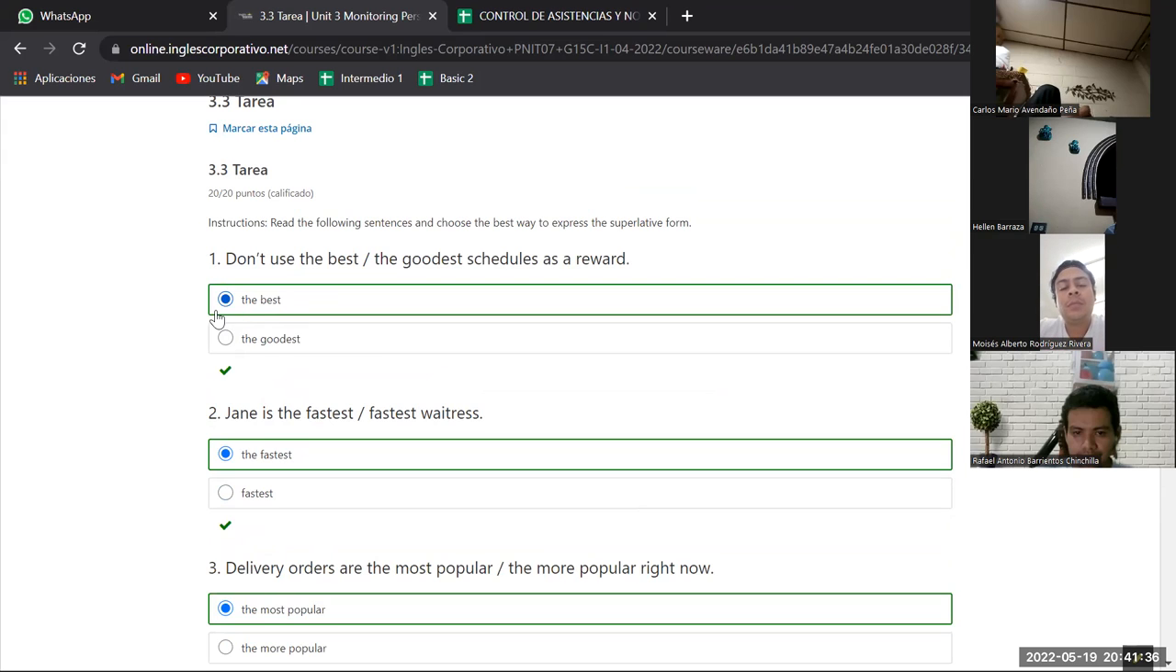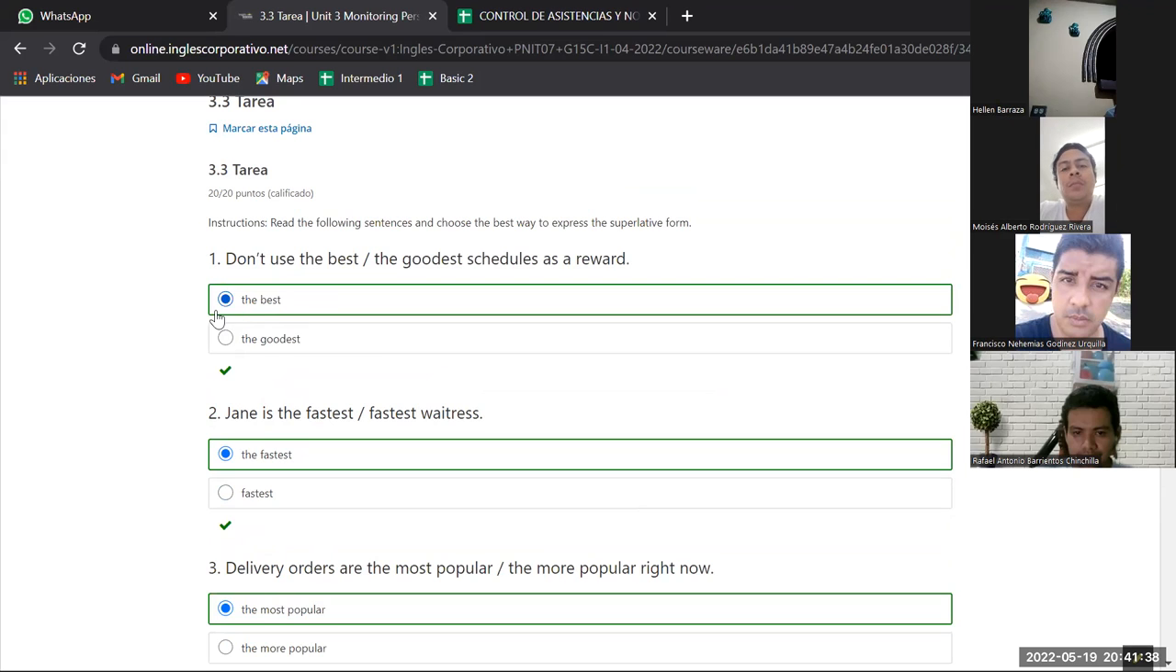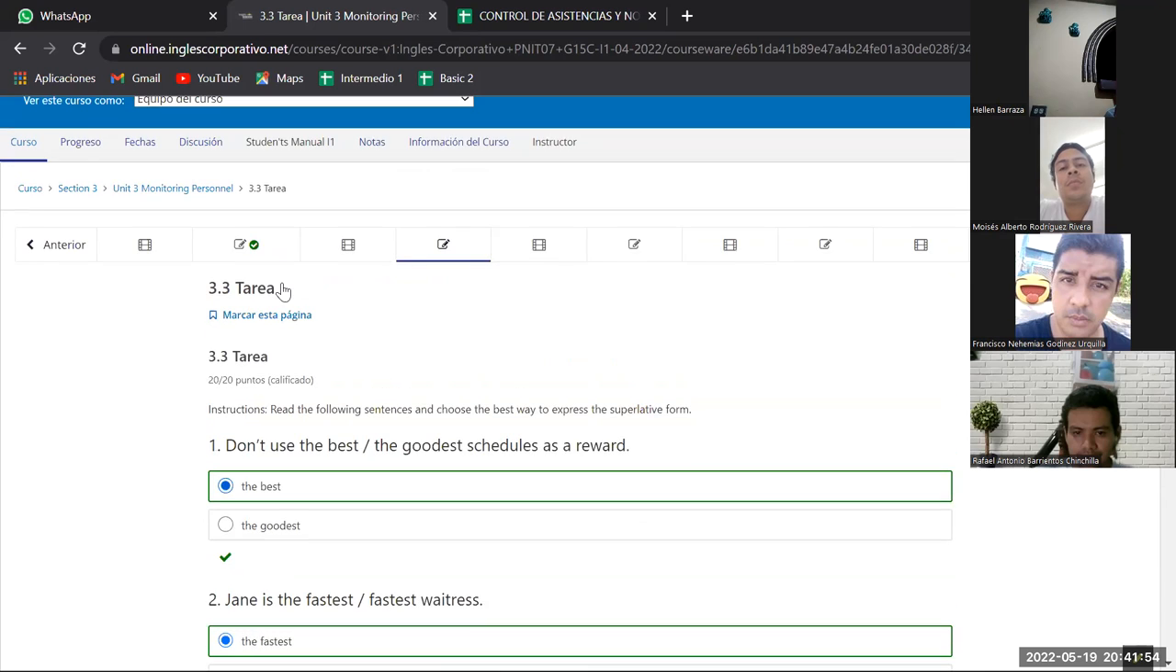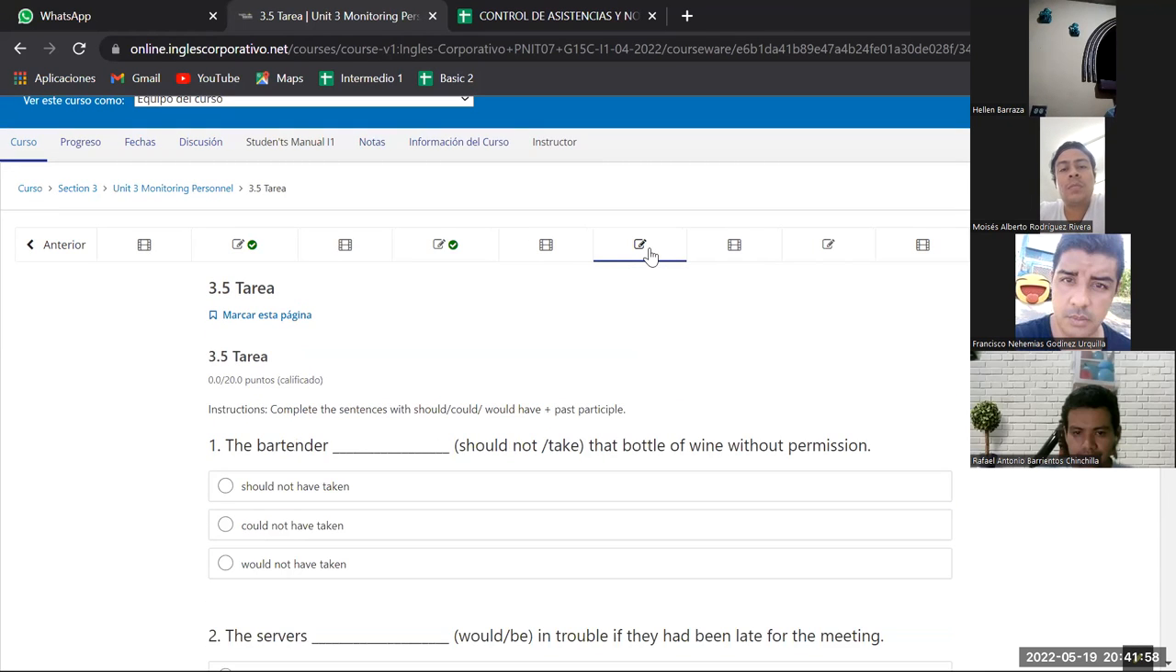Y a diferencia de los comparativos, decíamos, los comparativos son para comparar dos cosas, ¿verdad? Y un superlativo es para sacar el mejor entre un grupo de cosas, más de dos. That is the difference. Y mañana vamos a ver cómo se forman los superlatives. Let's see, what do we have here? ¿Qué tenemos aquí?